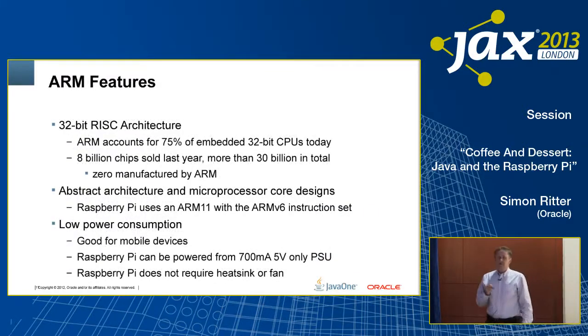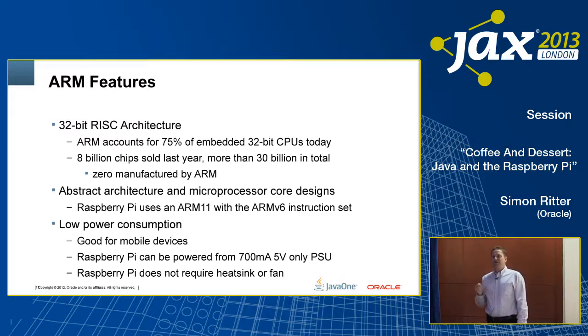In terms of the features of the ARM processor, it is a 32-bit RISC architecture. And what this accounts for is about 75% of all the embedded 32-bit CPUs that are made today. And that's a lot, because if you think about phones, tablets, embedded devices, there's an awful lot of these things being manufactured. These numbers are actually quite out of date now. They reckon that last year about 8 billion chips were manufactured with the ARM design, and there's well over 35 billion ARM processors in the world today.